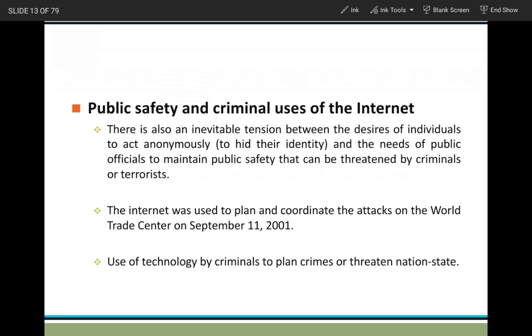So there is an inevitable tension between the desire of individuals to act anonymously and the needs of public officials to maintain public safety, which can be threatened by criminals or terrorists. That is, certain details have to be disclosed as a part of security checking. That is normal. Whenever there is a need for security checks, or your identity to be verified before you enter an e-commerce website, you need to share some of your personal credentials or information.